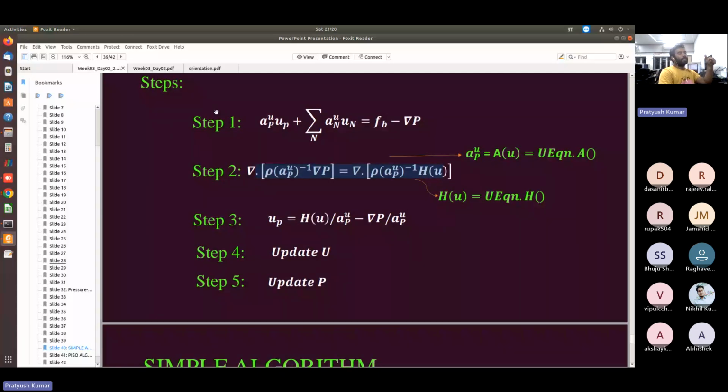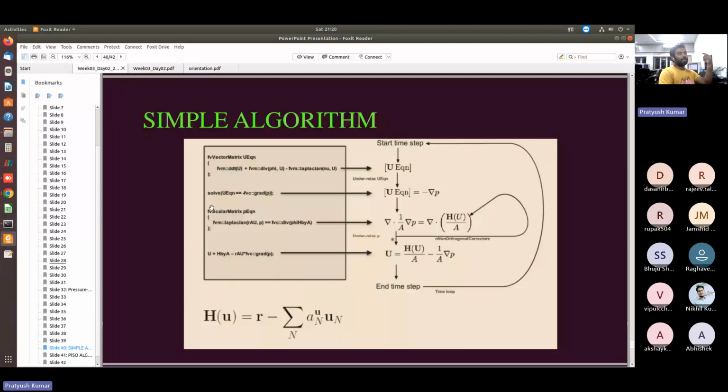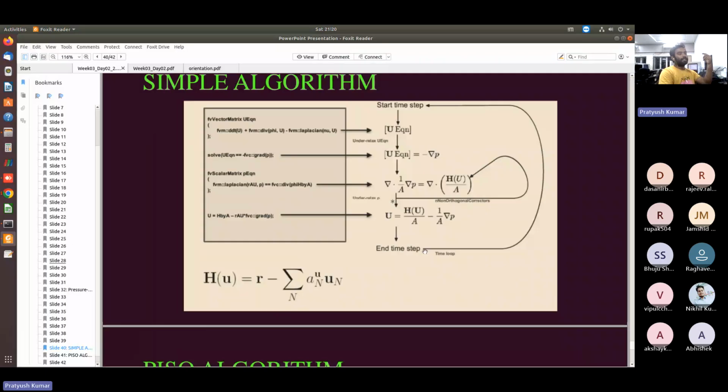Okay, so instead of only one correction term, we have another inner corrector step. That is the difference between the SIMPLE and PISO forms. Here you can see that in SIMPLE there is only one corrector. So from start time it is going to end time, and then it goes to the start time.